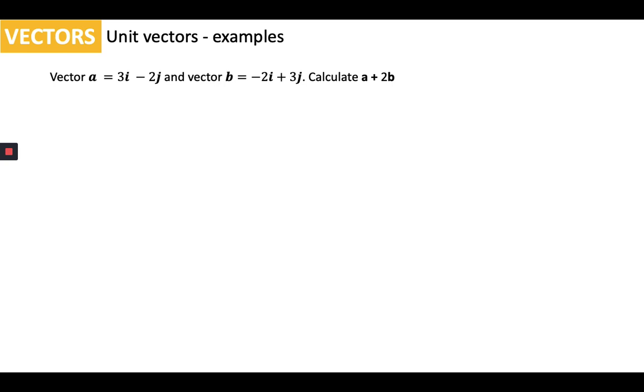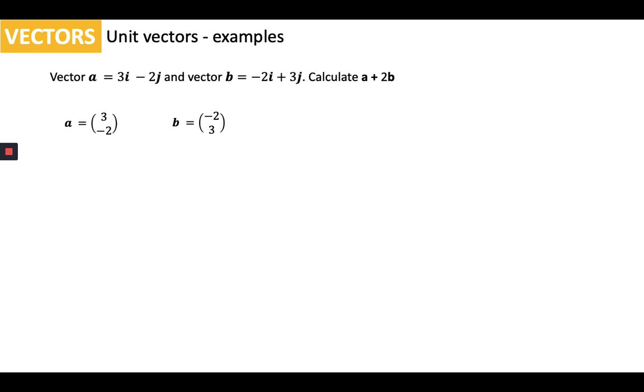Now, what that looks like could be like this. We're going to go through a couple of examples. If I'm told a vector a, which is 3i minus 2j, and a vector b, which is -2i plus 3j, I've got those two vectors and I want to calculate a plus 2b.